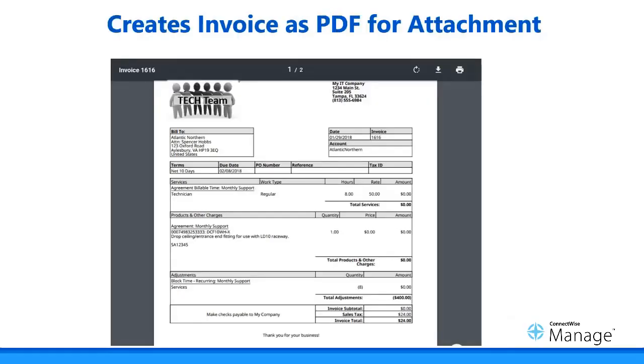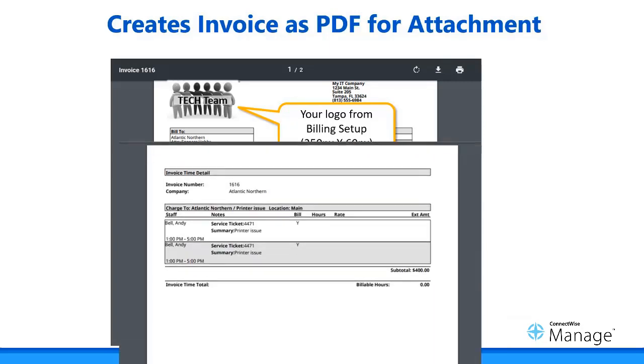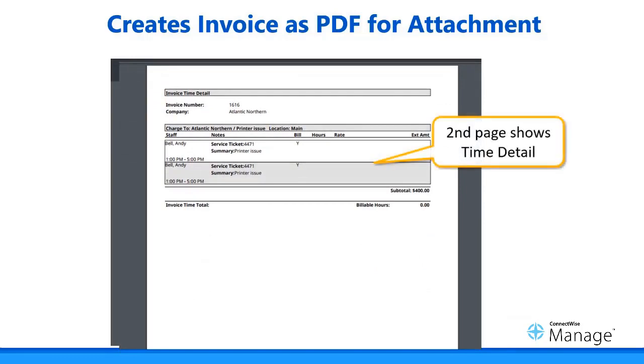When we invoice through ConnectWise Manage, it creates an email with the invoice as a PDF attachment. You can preview what it will look like for the customer. Your billing logo is uploaded during your billing setup. Remember, the dimensions are 250 pixels by 60 pixels. We also see the second page, which shows time details. This will help the customer see what services comprise the totals on the first page of the invoice.